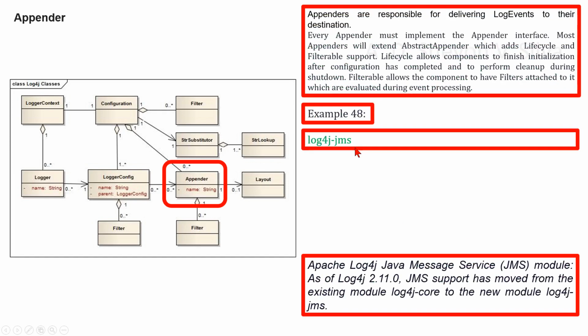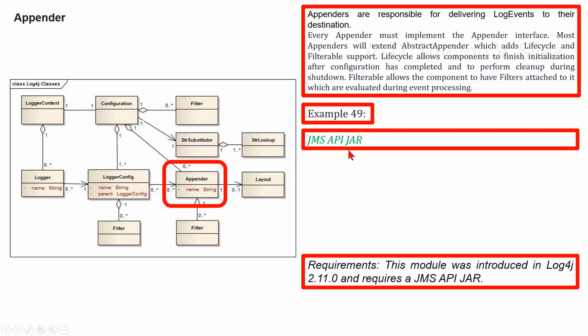Apache Log4j Java Message Service JMS module. As of Log4j 2.11.0, JMS support has been moved from the existing module log4j-core to the new module log4j-jms. A requirement: this module was introduced in Log4j 2.11.0 and requires a JMS API jar. Some features may require optional dependencies. Some Log4j features require external dependencies.